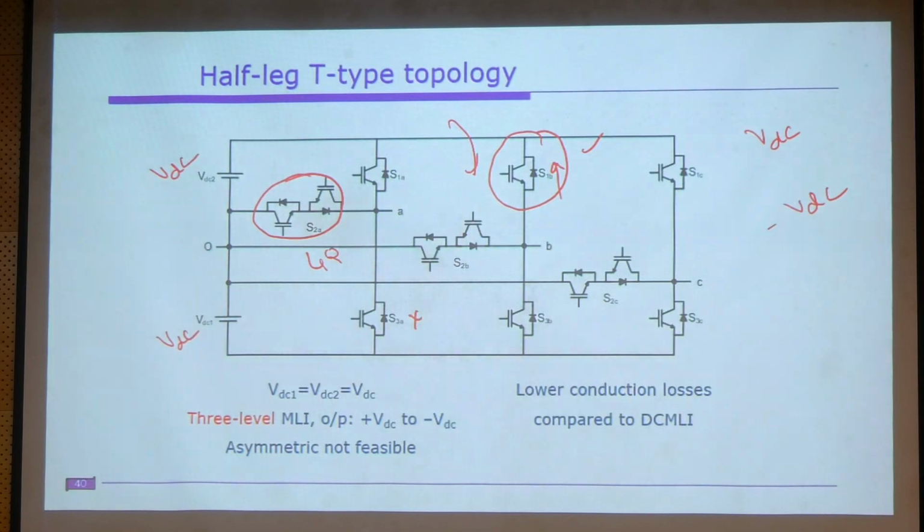Whereas here, this is the anti-series connection of these switches. So this switch can block the voltage in both directions and also allow the current in both directions, one through the switch and the other diode, and the switch and the other diode. Right, these two or these two. So this is known as the 4-quadrant switch.